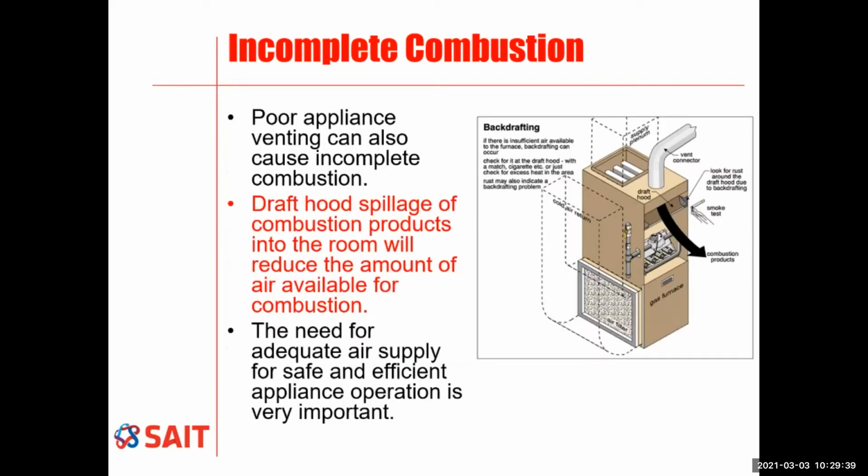So poor appliance venting can also cause incomplete combustion. As you see in this picture right here, this is a draft hooded furnace, excuse me. You see where the products of combustion have this arrow coming out? That is a backdraft. The air should be moving upwards. It should be moving this way, up.